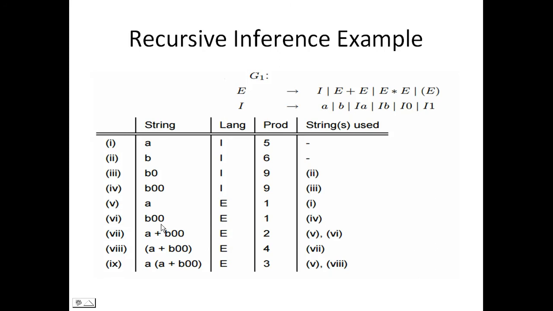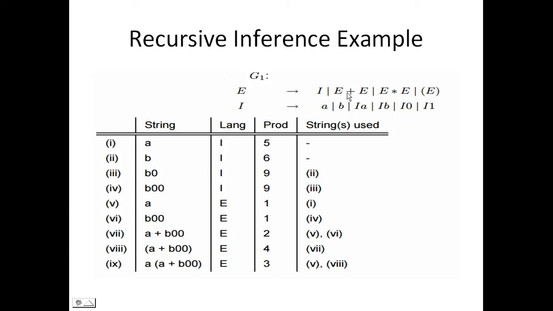Have we used any string? Yes, the first one. Then next B00. Which string are we using? The fourth one. From where did we get B00? From I. But from where did we get I? From E. So again it is the first production rule. Now next we have to form the string A plus B00. So the fifth and sixth strings are combined.